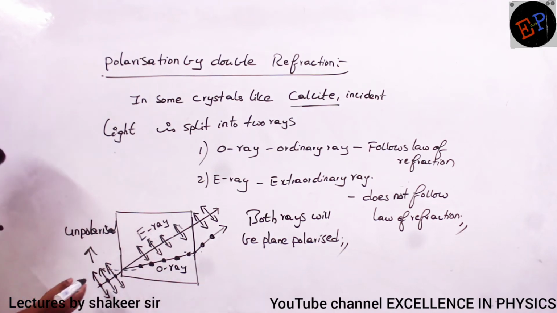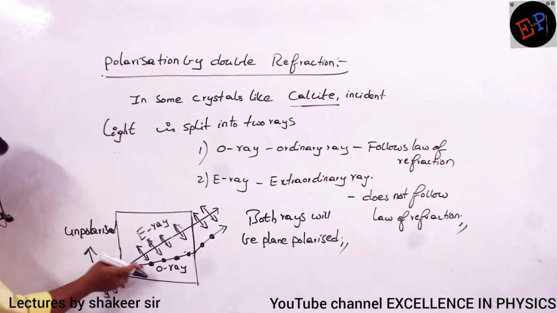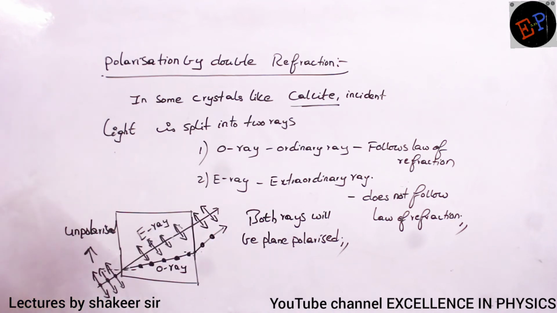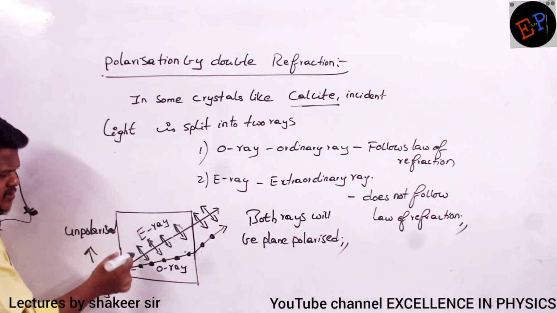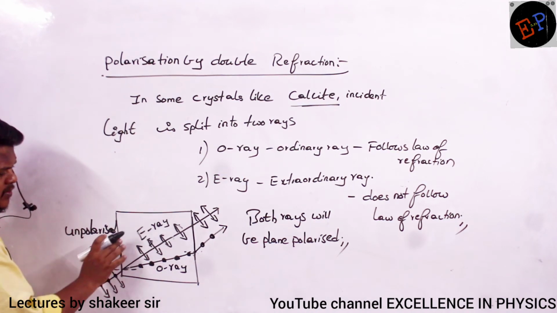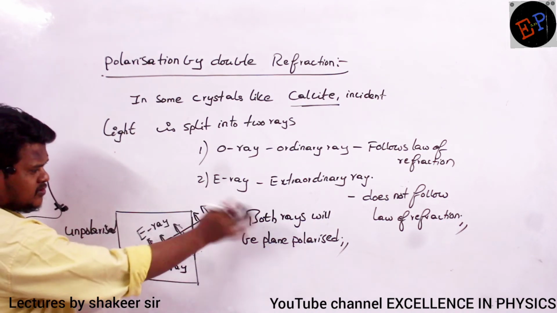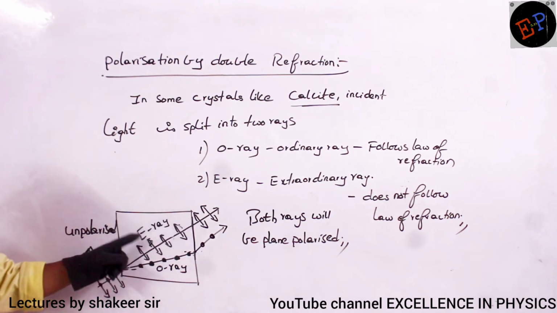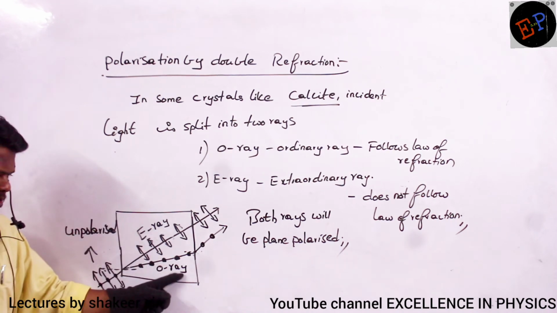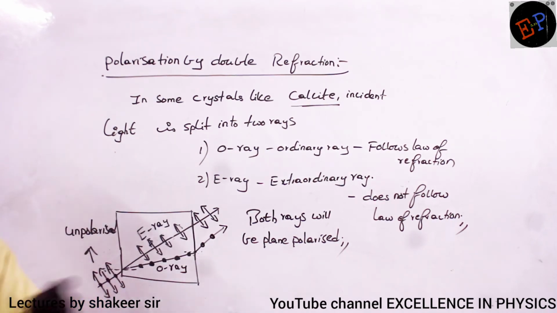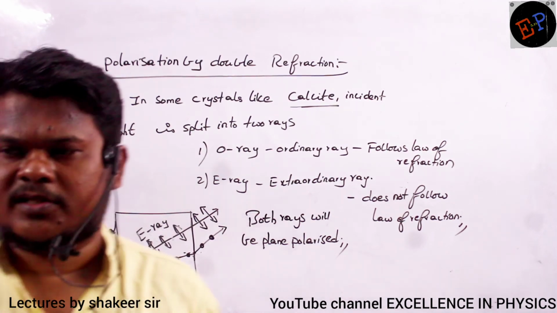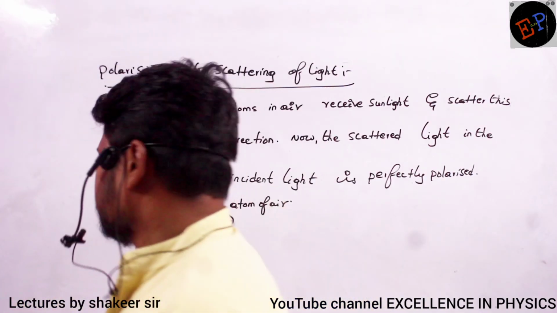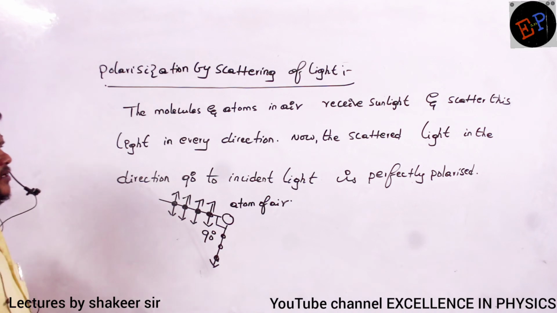Initially light is entering from rarer to denser, it bends towards the normal. Now it is entering from denser to rarer, it bends away from the normal. And this is the extraordinary ray, which does not follow any rules. But the point is that both of them will make the light polarized. The vectors which are present on the extraordinary ray are also polarized. The vectors which are present on the ordinary ray are also polarized. Both will be polarized. That is the specialty of this crystal called calcite crystal.